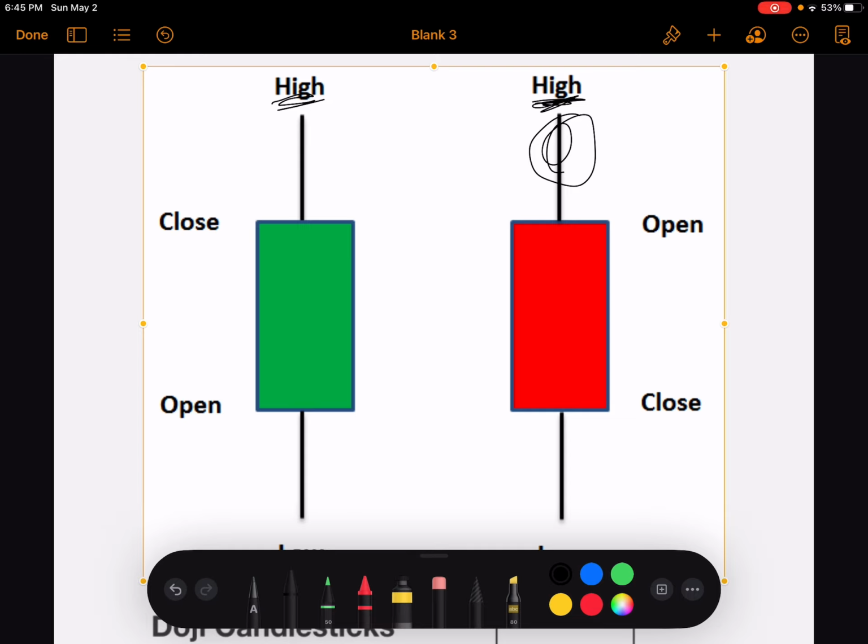Green candles, since price is moving up, you're going to have your open at the bottom of the body. You're going to have your close at the top of the body, since price is increasing. And then red candles, bearish candles, price is moving down. So your open price is going to be at the top of the body, and your close price is going to be at the bottom, since price is moving downwards.